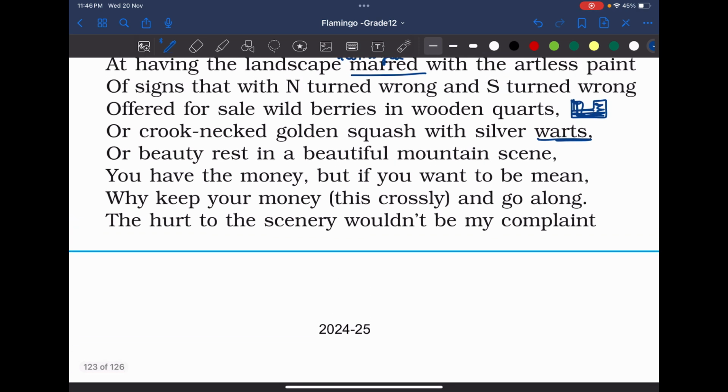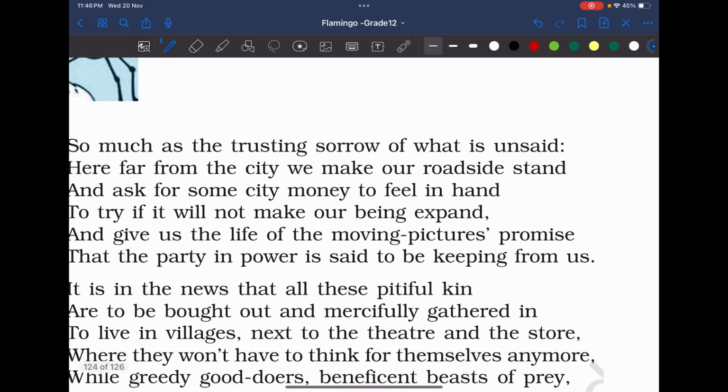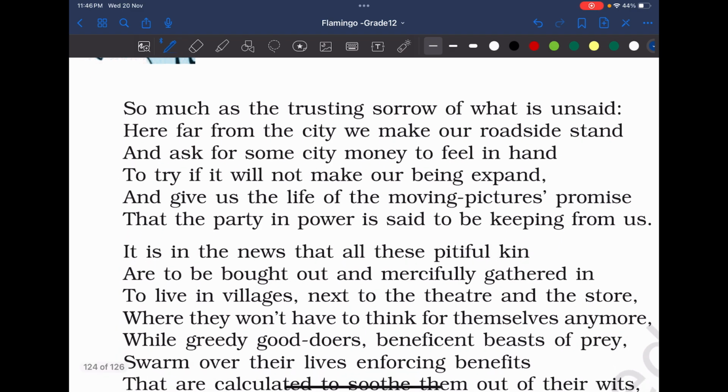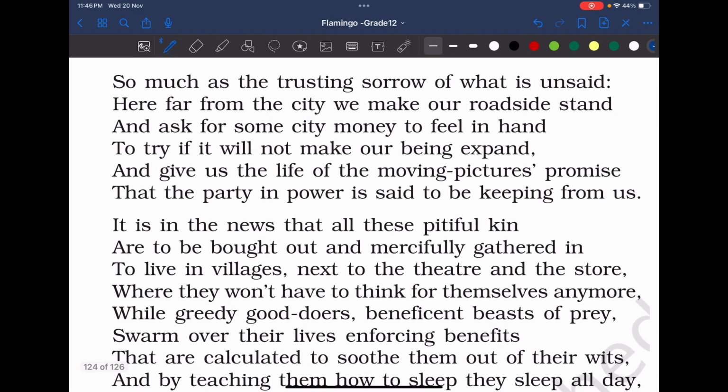And go along. The hurt to the scenery wouldn't be my complaint, so much as the trusting sorrow of what is unsaid. Here, far from the city, we make our roadside stand and ask for some city money to feel in hand, to try if it will not make our being expand and give us the life the moving pictures promise, that the party in power is said to be keeping from us.